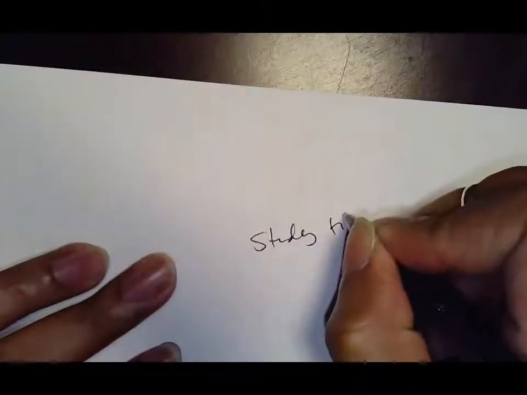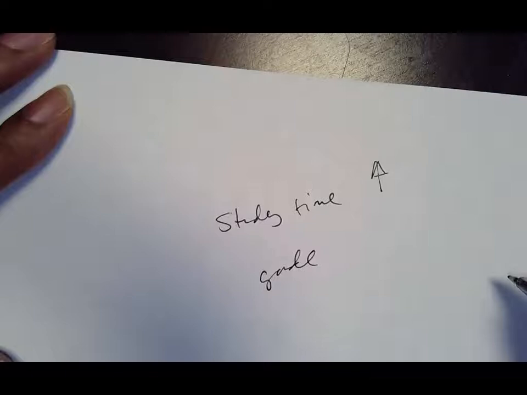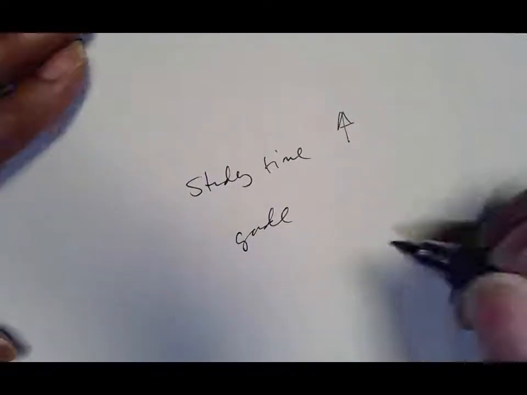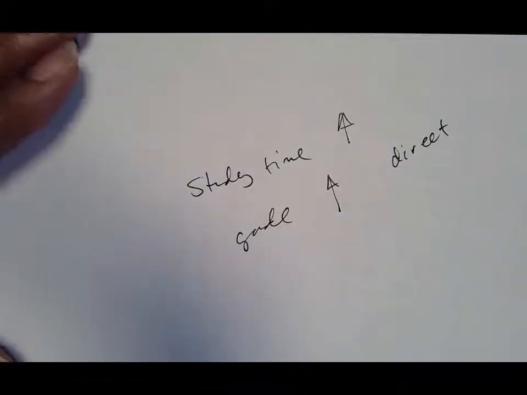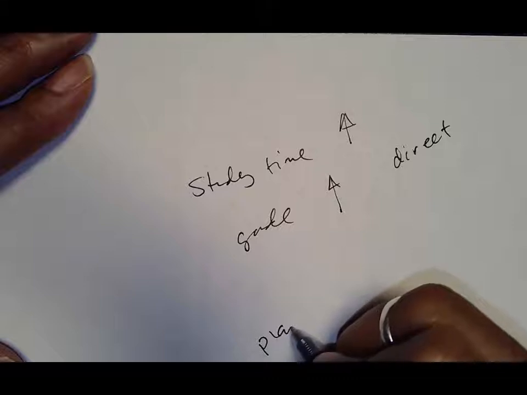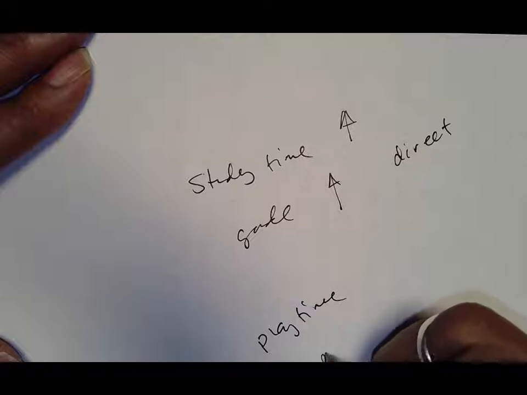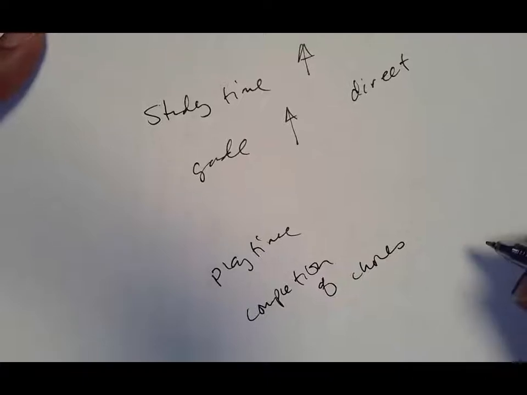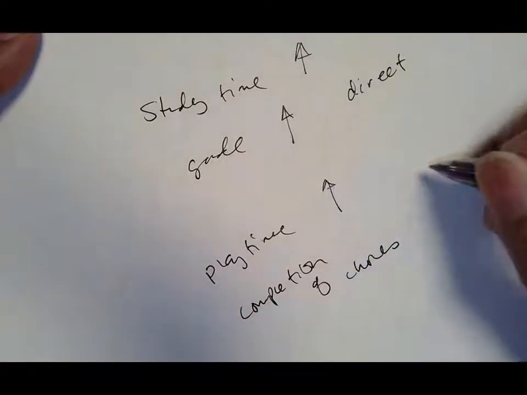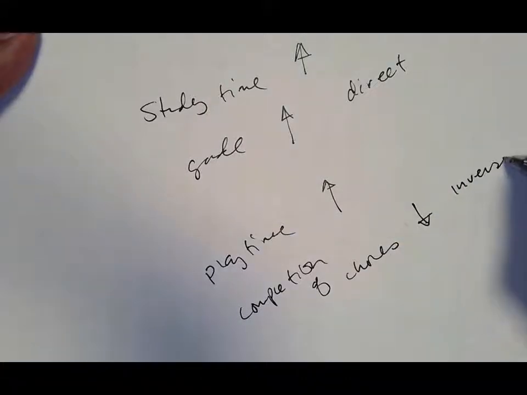So if you were looking at something like study time and grade, you would ask yourself, what happens to your grade as your study time increases? Well, typically, the more you study, the higher your grade is going to be, so that would be a direct variation. Well, what about playtime and, going back to my kid days, completion of chores? The more you play, the less you complete your chores, which means that this would be an inverse variation.